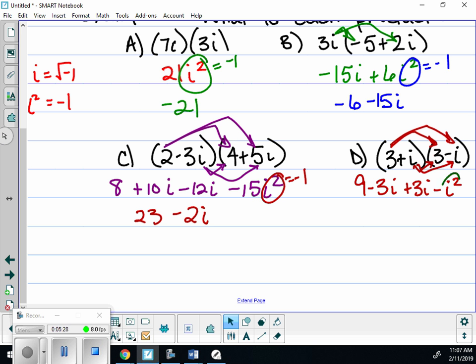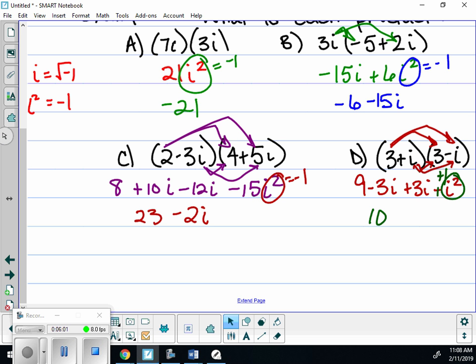So again, i squared is negative 1. So I have a subtract a negative 1, which is going to be plus positive 1. So 9 plus 1 is 10. And then I have minus 3i and I have plus 3i, which are going to drop out to 0. So you just end up with a real number 10.